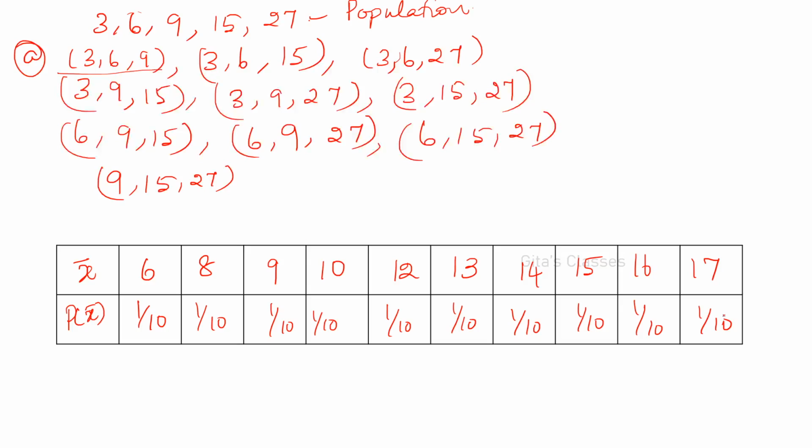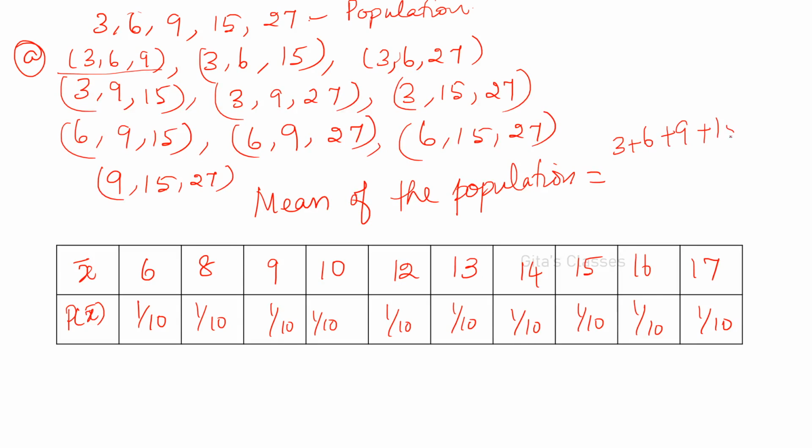Now what is asked? Mean of the population. Let us find out. What is the population here? Here 5 values are given, they are the population. That is 3 plus 6 plus 9 plus 15 plus 27 divided by 5. If you add everything, you will be getting 60 divided by 5, which is 12. And this is the mean of the population.